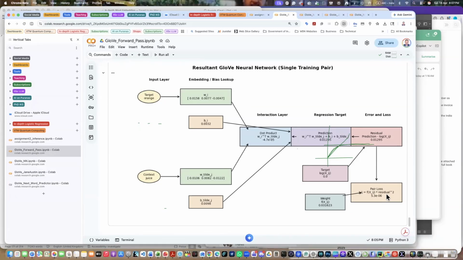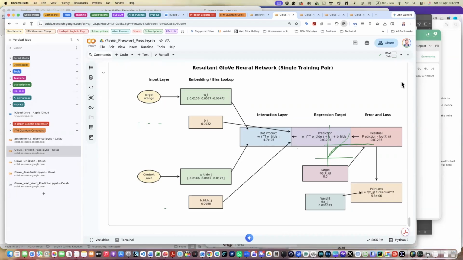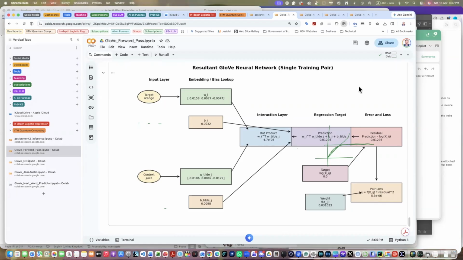Yes or no? If it is not clear, you can tell me. I will try once again. Partha, I have one question, but for that I will go back to my classes of neural network. Yeah. Okay.